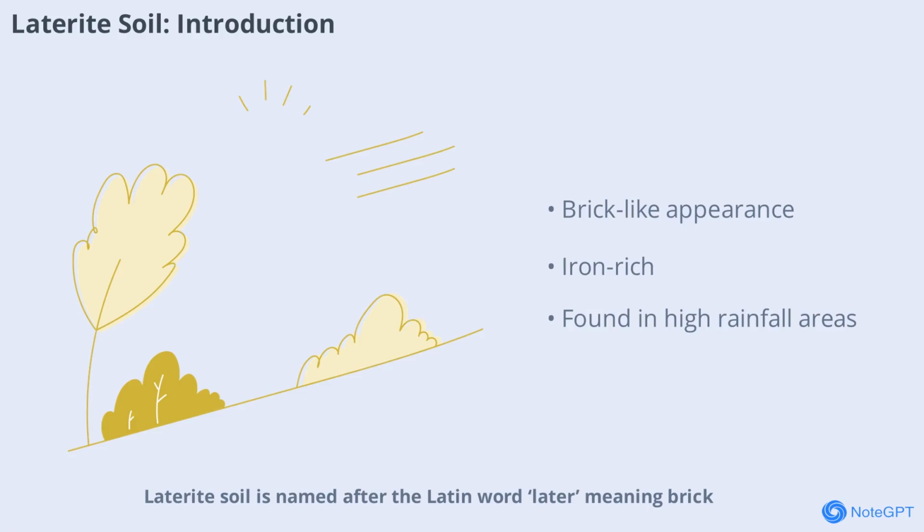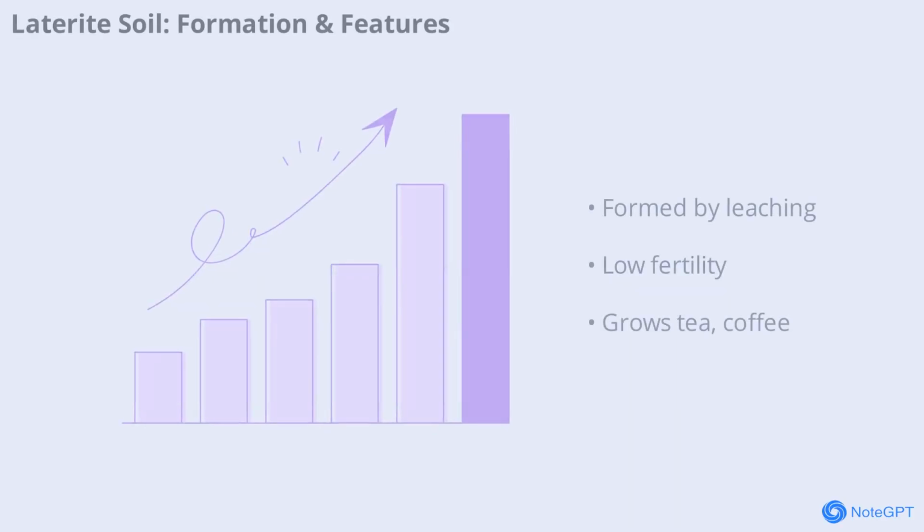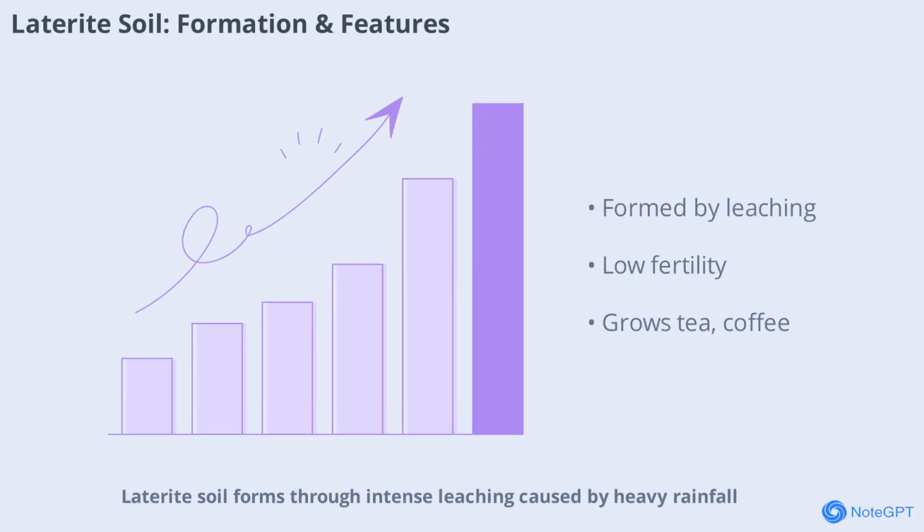Laterite soil is named after the Latin word later, meaning brick. It is found in areas with high rainfall and temperature, such as the Western Ghats, parts of Eastern Ghats, and northeastern states. The soil is rich in iron and aluminum but poor in organic matter, nitrogen, and potassium. Laterite soil forms through intense leaching caused by heavy rainfall. The process removes silica and leaves behind iron and aluminum oxides, giving the soil its characteristic color and texture.